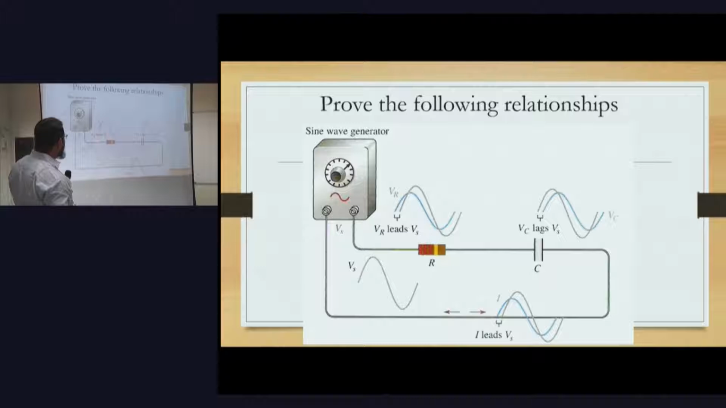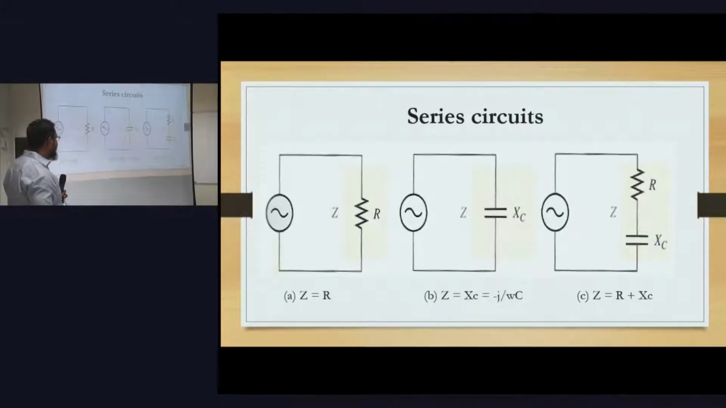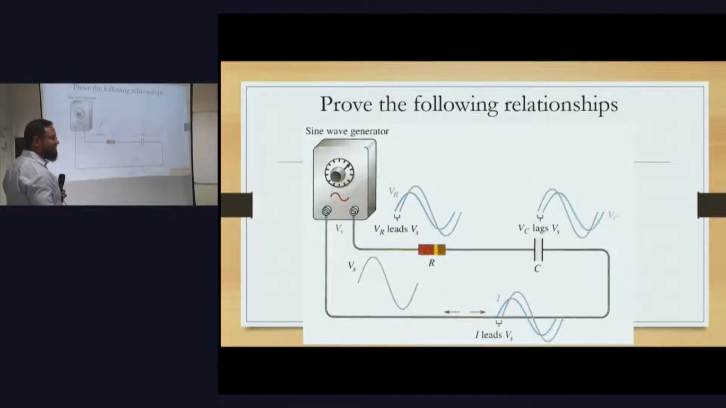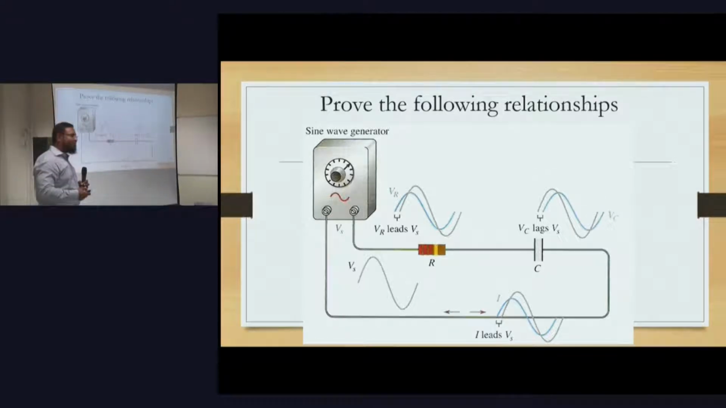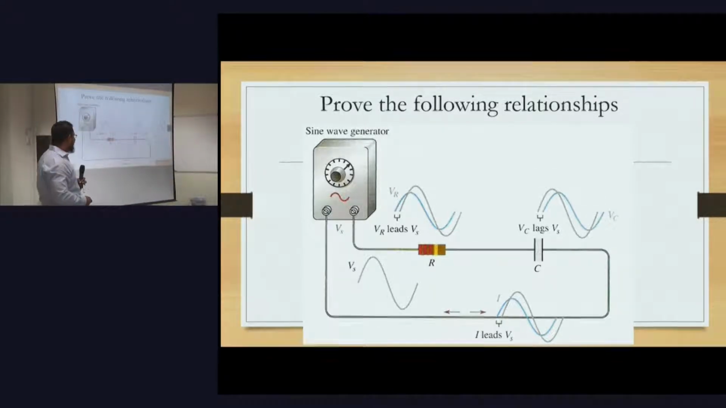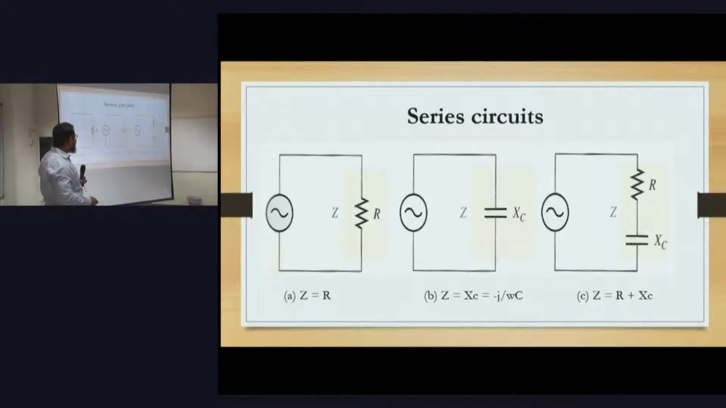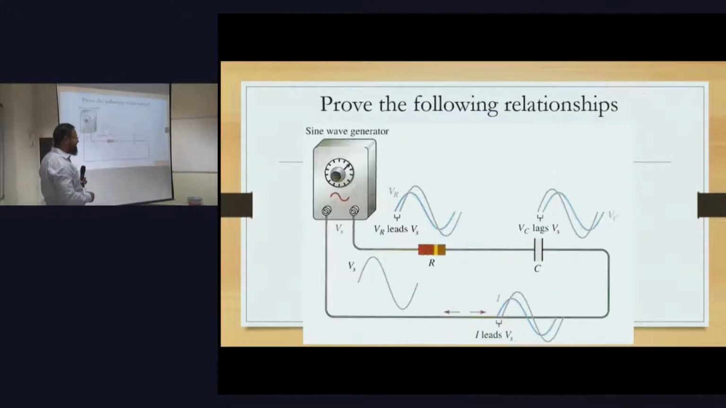Prove the following relationships. Can you prove this? Let's try. What do we have here? We have a voltage source and we have a resistor and the capacitor. It's just a fancy representation. It looks nice so that you don't get bored. Because with this kind of figure, of course, you get bored. But when you see this kind of figure, you just wake up. Oh, nice. So what do we have here? We have R and we have C.